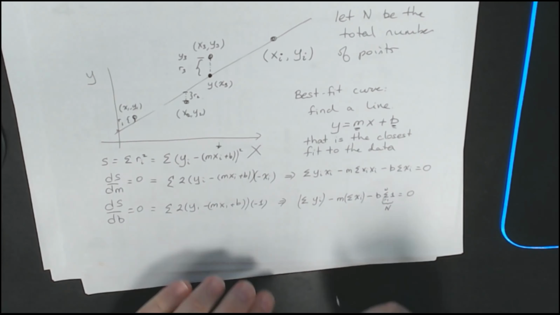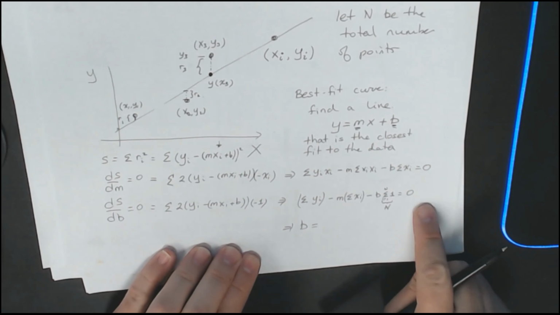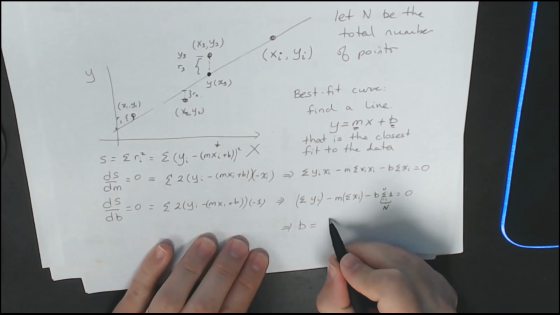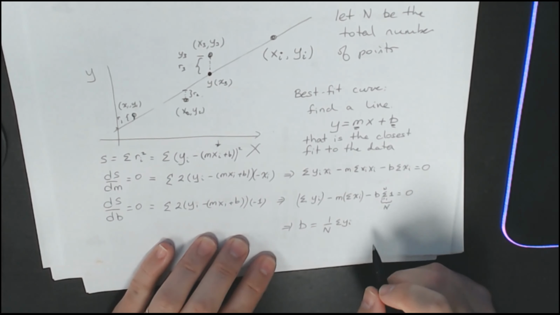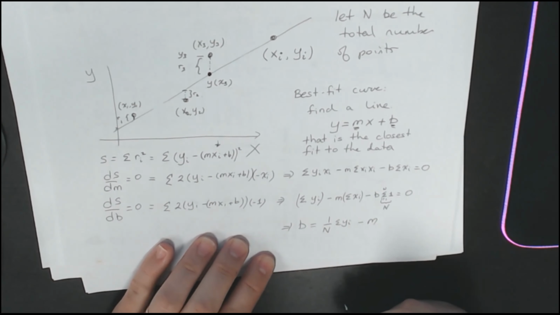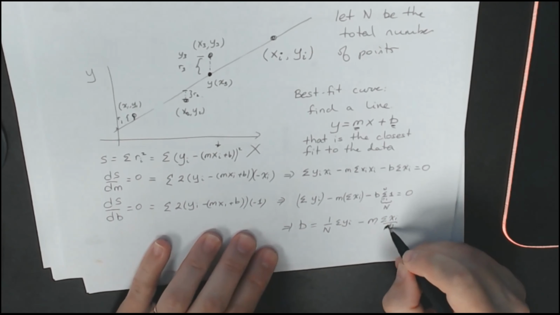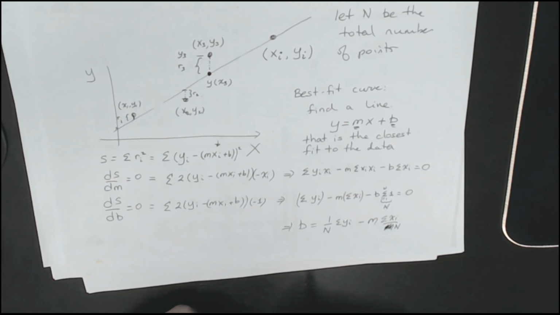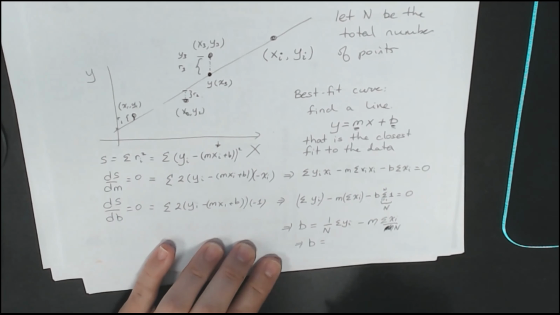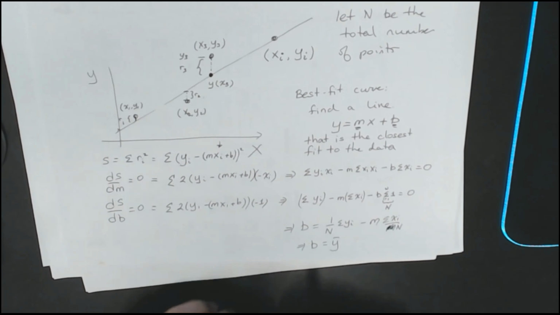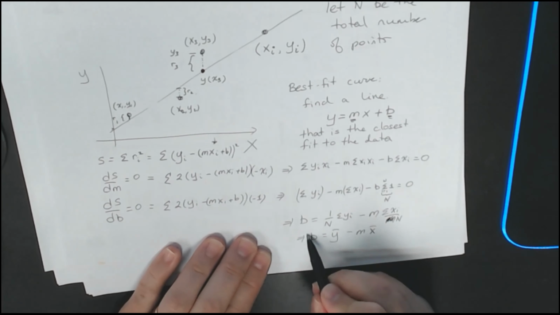And what it tells us right away is the b will be equal to, when I solve it, that is put this on the other side and isolate it, will be equal to 1 over n times the sum of all the yi's minus m times the sum of all the xi's over n. You might recognize these things. This is just saying that the intercept is the average value of y minus whatever the slope is times the average value of x.